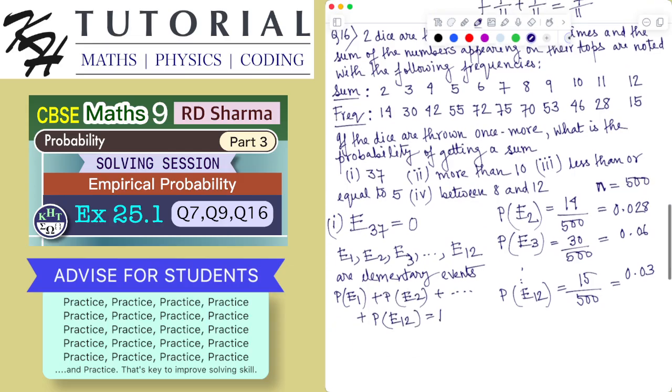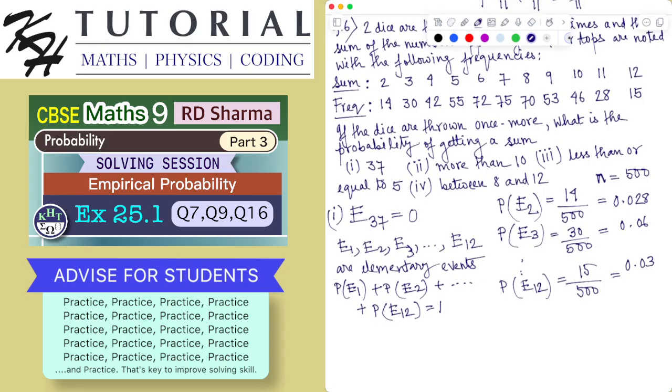And we are asked to find, so part 1 is clear, it will be 0 because the sum of two numbers appearing on the two dice can never be 37. Let's see part 2, more than 10.